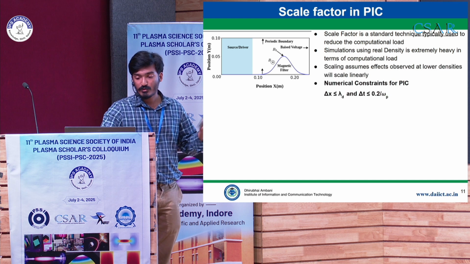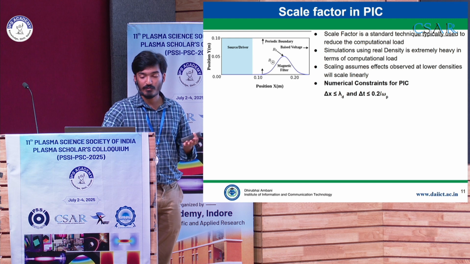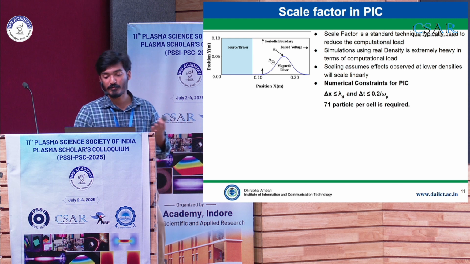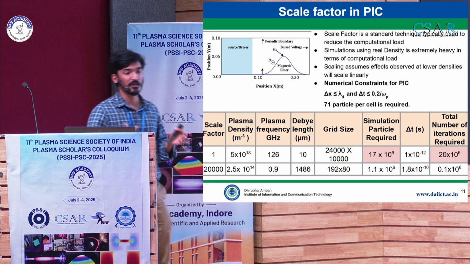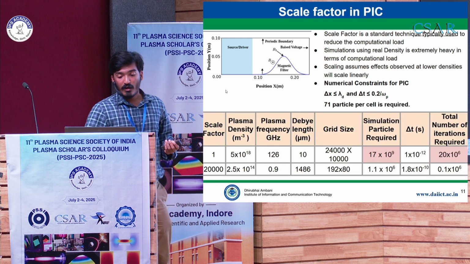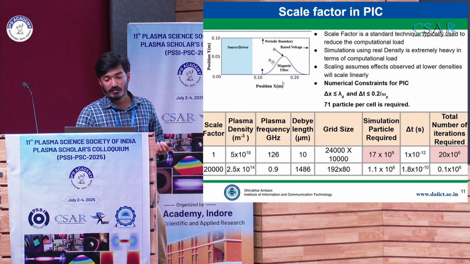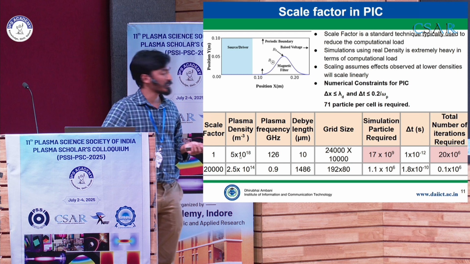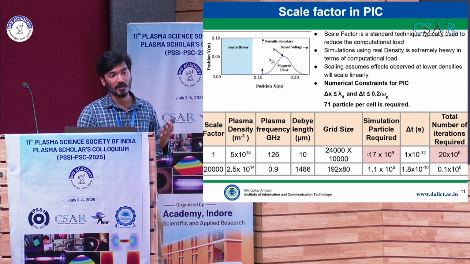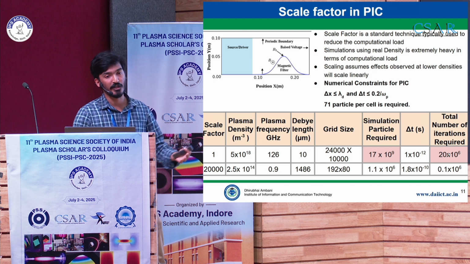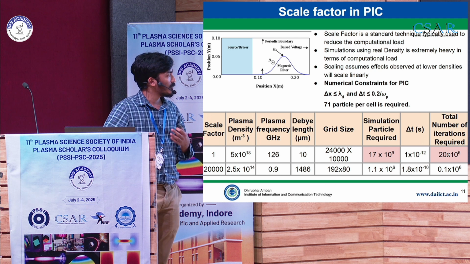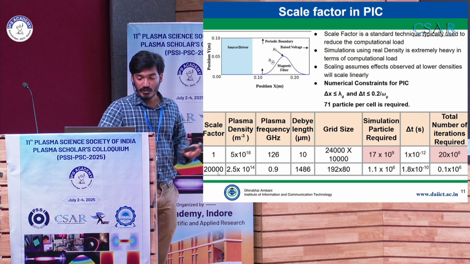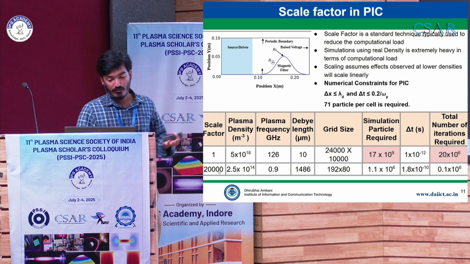Now we can look into the numerical constraints for a particle in cell code. You can see delta x must be less than lambda d, and delta t must be less than 0.2 by omega b, which is a CFL condition. And if we are assuming 71 particles per cell, for this simulation domain, a 24 centimeter cross 10 centimeter domain, with a scale factor of 1, that is the real density, we require 17 billion particles as well as 20 million iterations to complete a 20 microsecond simulation, which is computationally very heavy, even for modern supercomputers. So we use a typical scale factor in the order of thousands, which is 20,000.